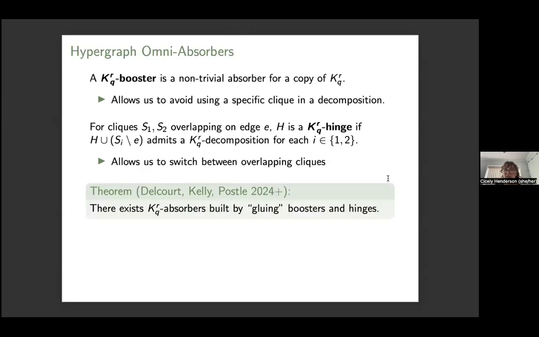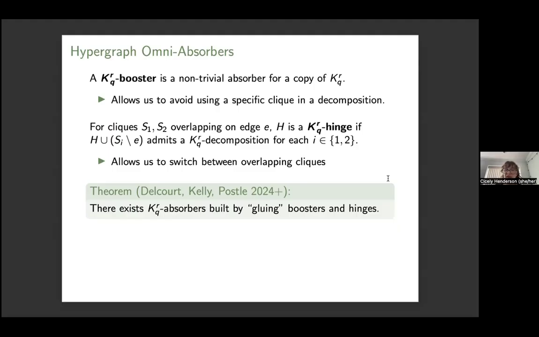And for that, we're going to need to look at what KQR absorbers look like in the hypergraph setting. KQR absorbers, at least the construction that we use, are built from two other constructions. First is a KQR booster, which is a non-trivial absorber for a copy of KQR. This, at a high level, just allows us to avoid using a specific clique in a decomposition.